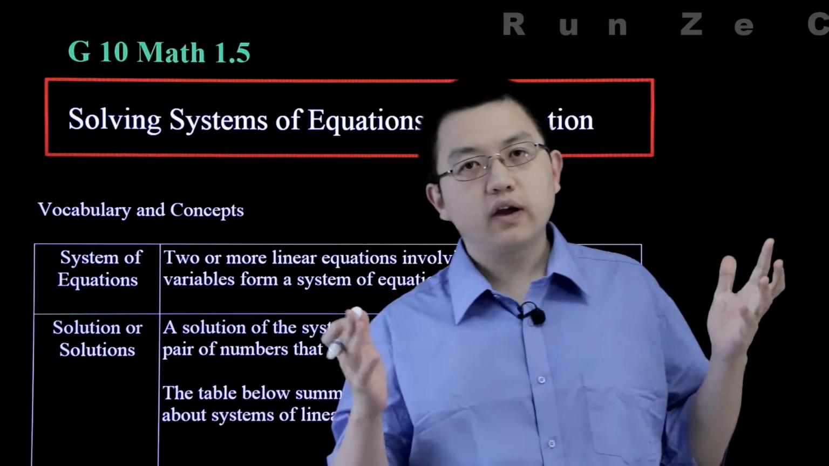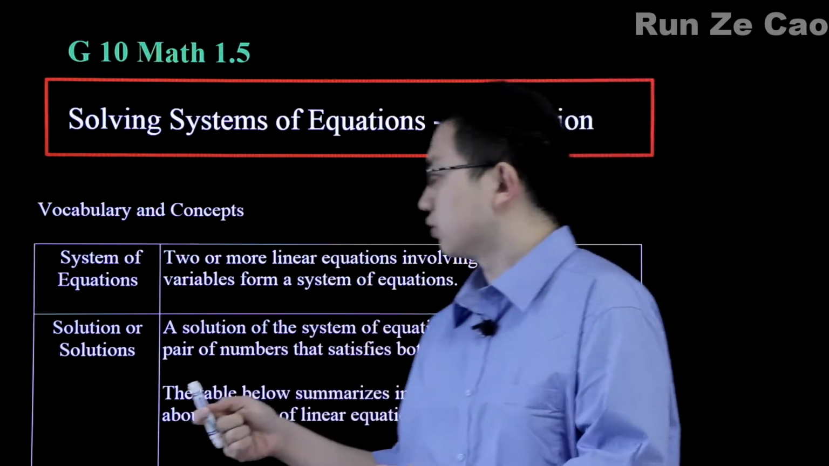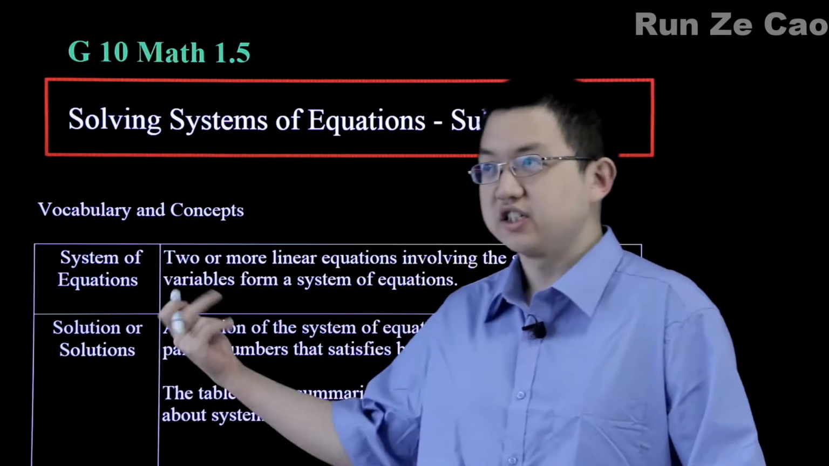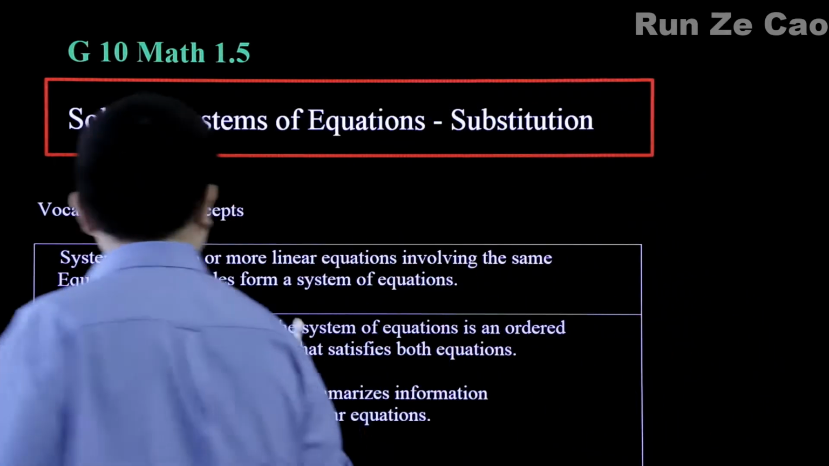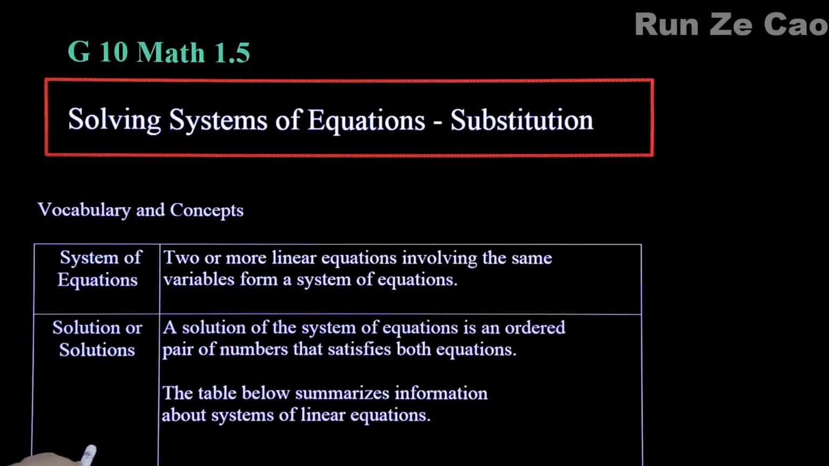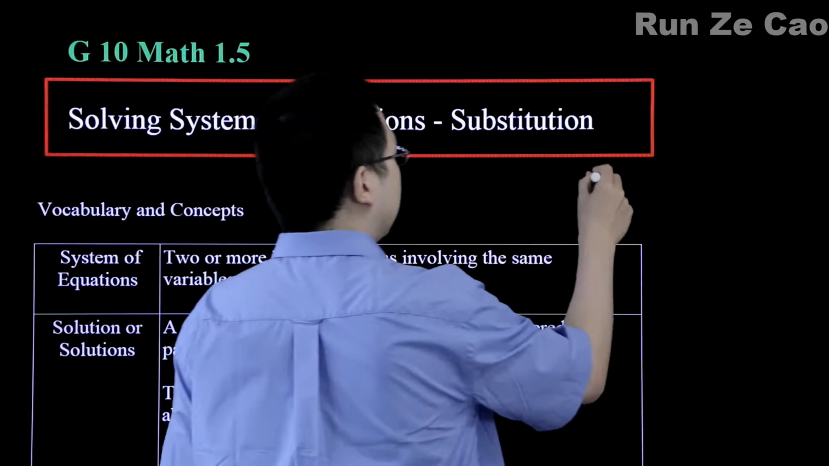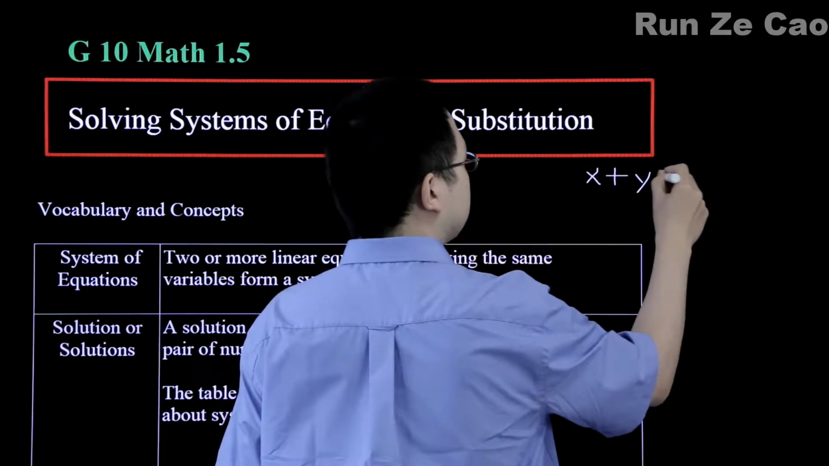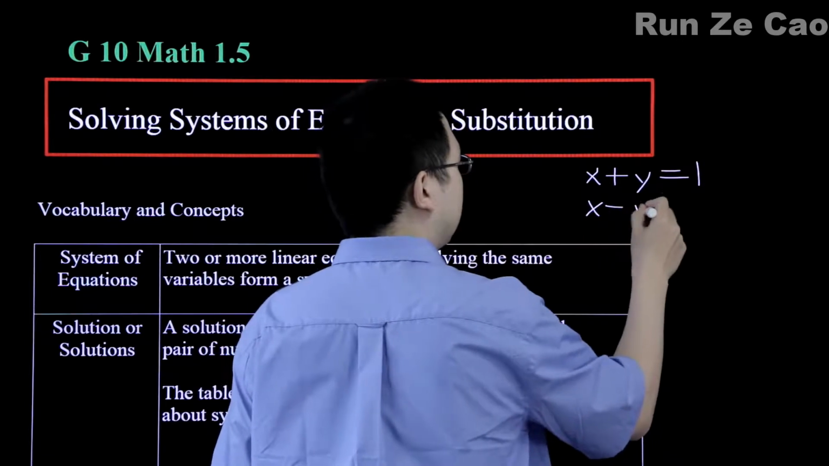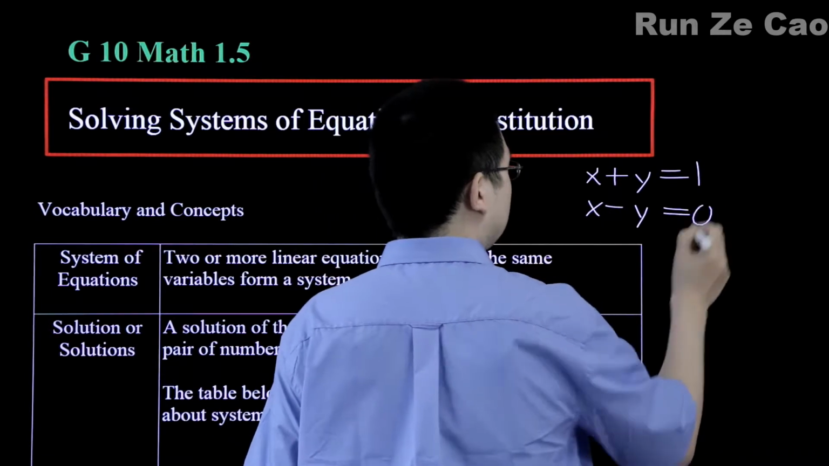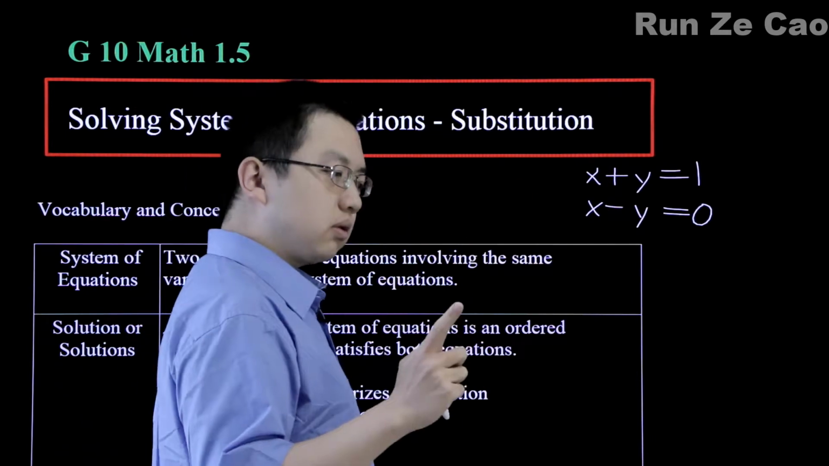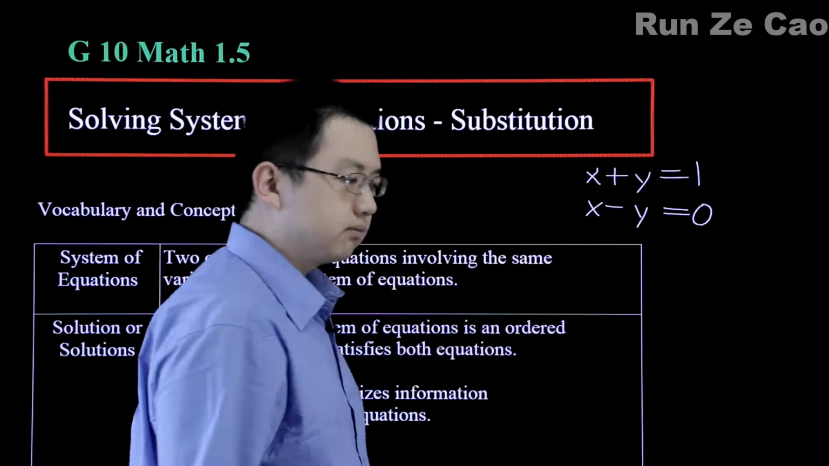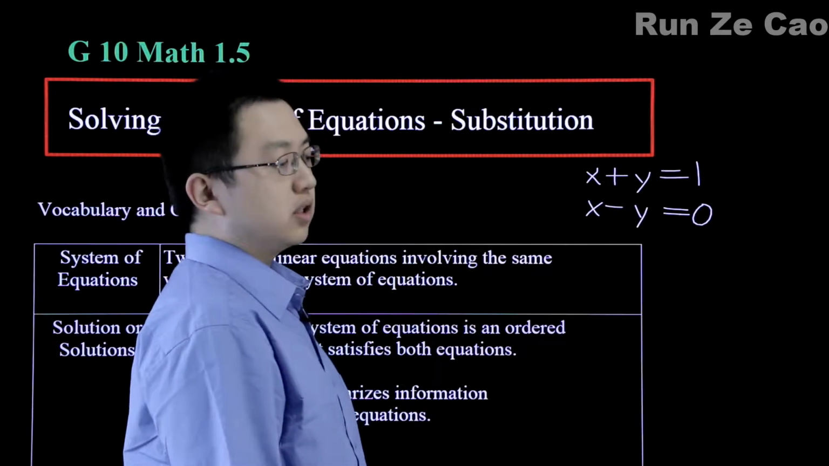Now, if we want to solve a system of equations, of course, we need to define what the system of equations even is. It's the idea of two or more linear equations involving the same variables. If we say we have x plus y equals 1, x minus y equals 0, or something similar, then we can do one of two things. One, we can add them together. That's called elimination, and we'll discuss it later.